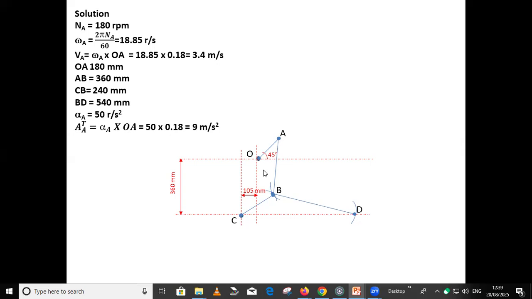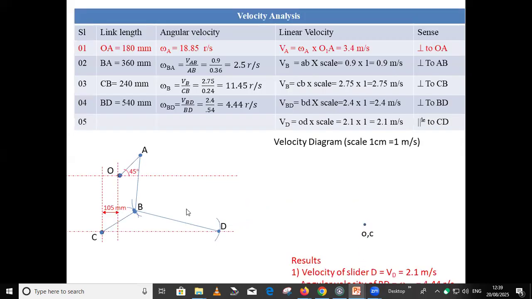Next, to plot the velocity diagram, we'll prepare this table, which will define the length of link, angular velocity, linear velocity, and its orientation. So velocity is tangential to motion. First we have the crank speed. Omega is 18.85 radian per second. Length of crank is 180 mm, that is 0.18 meter. So the velocity of OA will be r into omega, 18.85 into 0.18. So this will be 3.4 meter per second.